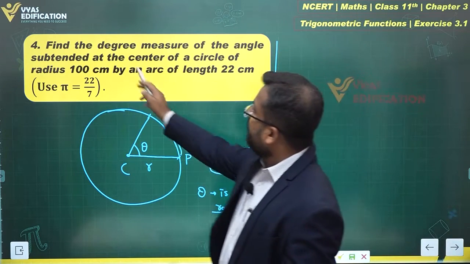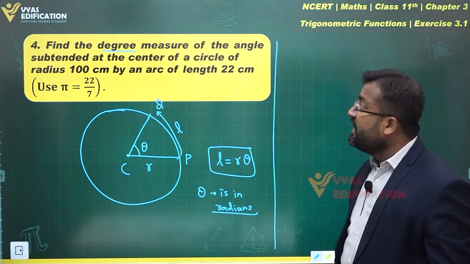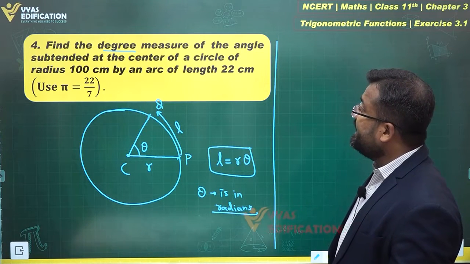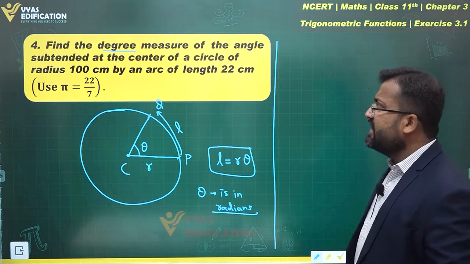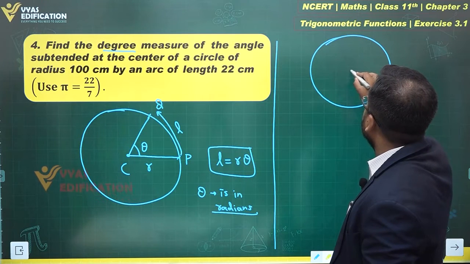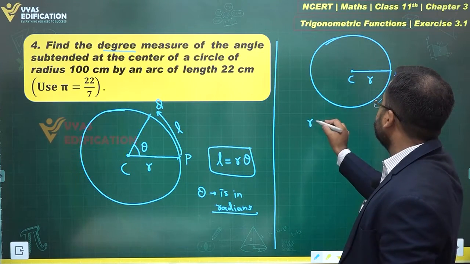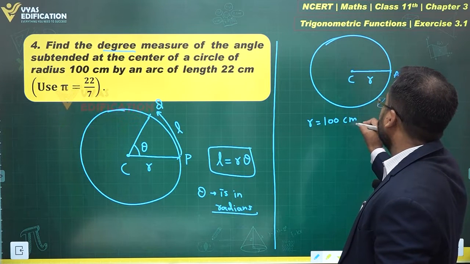So for this given question, what is being asked is to find the degree measure of the angle. We're not supposed to give the radian measure. We're supposed to give the degree measure of the angle subtended at the center of a circle of radius 100 centimeter. This is the center, this is A, and this is R. R is given to be 100 centimeter.